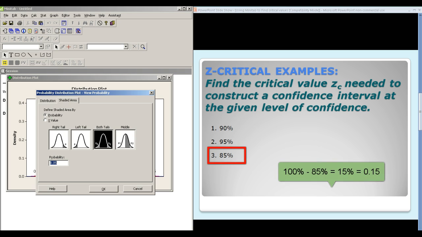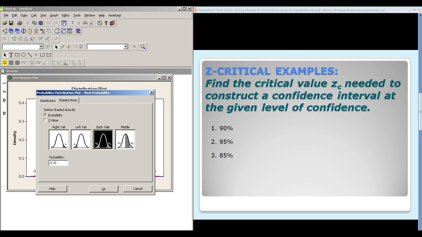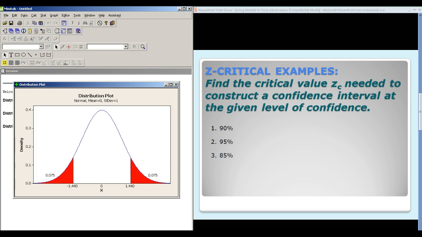We are going to subtract 100% minus 85%, which gives us 15%. So we just need to tell Minitab that it's going to divvy up 15% between the two tails. So it's going to be nice and do that math for us. So we just need to tell it 0.15 is what we have. And look at that. It gave us 0.075 in each tail and our critical value of 1.44. So Minitab is very nice like that and does all that hard work for us.